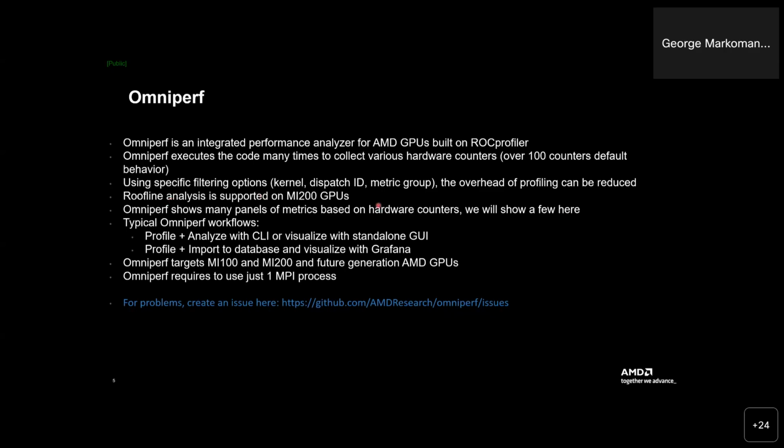Omniperf shows many panels of metrics based on hardware counters. We'll show a few here. The typical Omniperf workflow is to profile, then analyze with CLI, or visualize with the standalone GUI. Or profile and import to a database. I will skip the database because I don't do Grafana here so much. Omniperf targets MI100 and MI200 and it requires using one API process. Again, for any issues, you can use the issue tracker here to report what happened, what's wrong, etc.